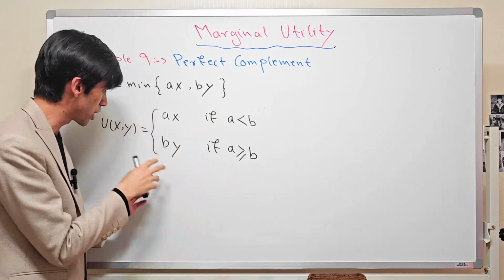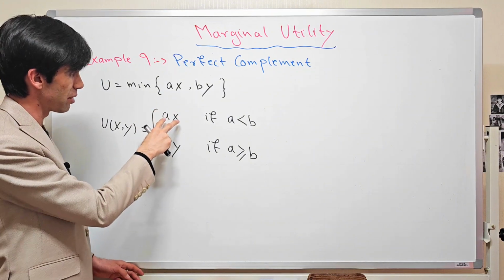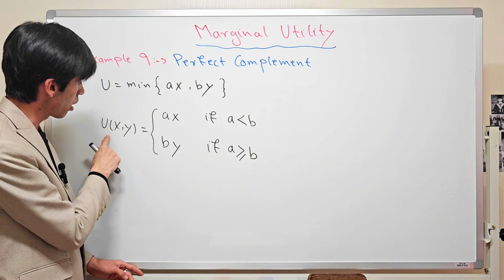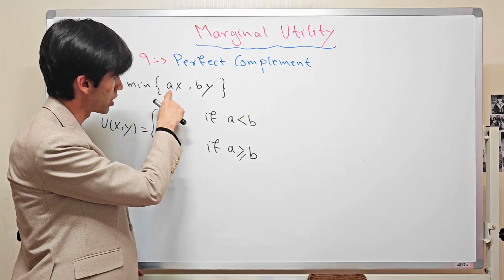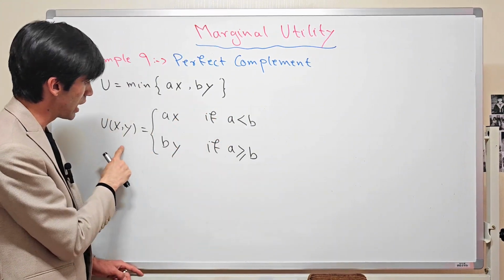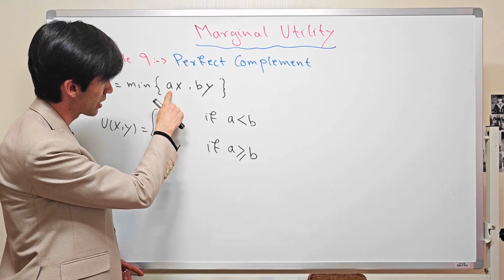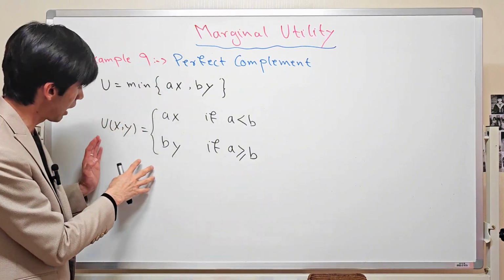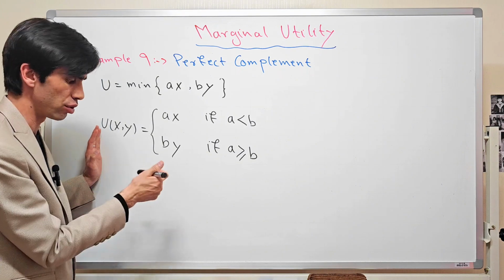And this will change to this format. If the min is this one, it will change to ax. If the min is this one, it will change to by. So then utility of x, y is equal to ax if a, which is the coefficient of x, is less than b, which is the coefficient of y. And it will be equal to by if a is greater than or equal to b. So now let's find out the marginal utility of x and y in this perfect complement utility function.